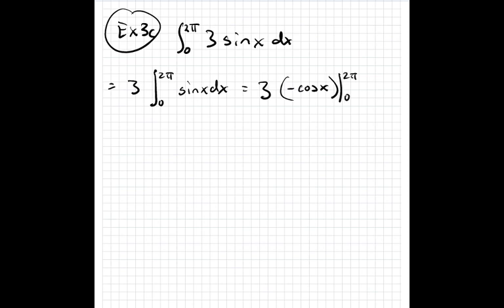I feel like I might be oversimplifying this, but I'm going to keep going and see what happens. I'm going to let the negative stay. So 3 times, evaluating at 2 pi, that's going to be negative 1 minus another negative 1, a double negative. So it looks like it's going to be 0. I think this actually makes sense.